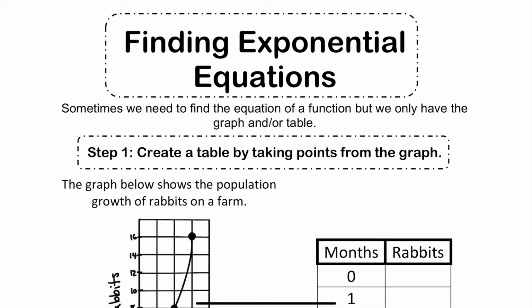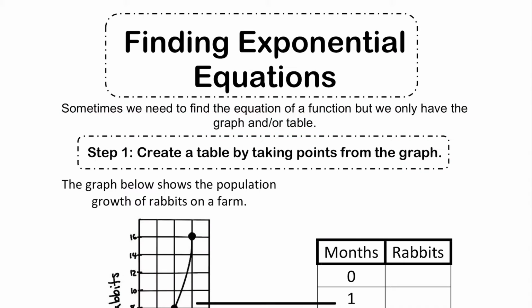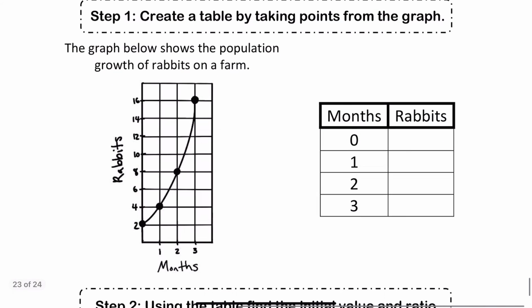Just like it says on here, sometimes we need to find the equation of a function, but we only have the graph or table. It's usually when you only have the data and you need to figure out what's going on with that data. Like I was talking about our COVID infection rate. You could see in a graph what's going on, but you have to do some math to figure out what that actual function is. That's what we're going to try and do today. We only got 3 steps to these, so let's go through those.